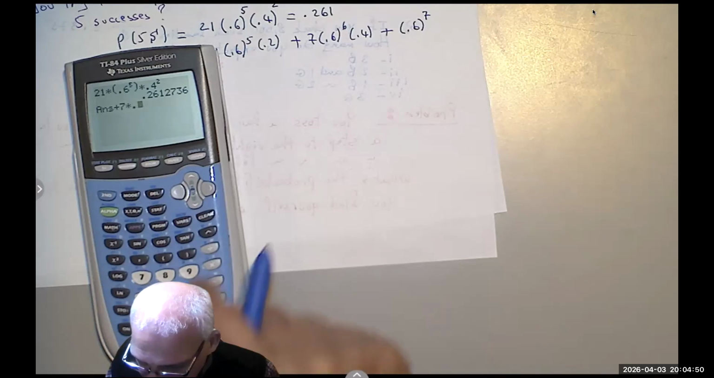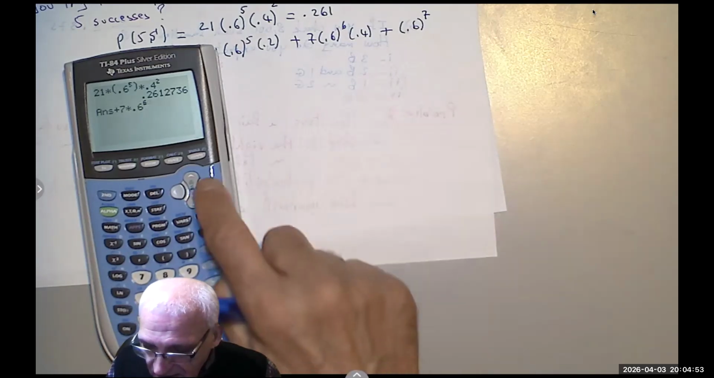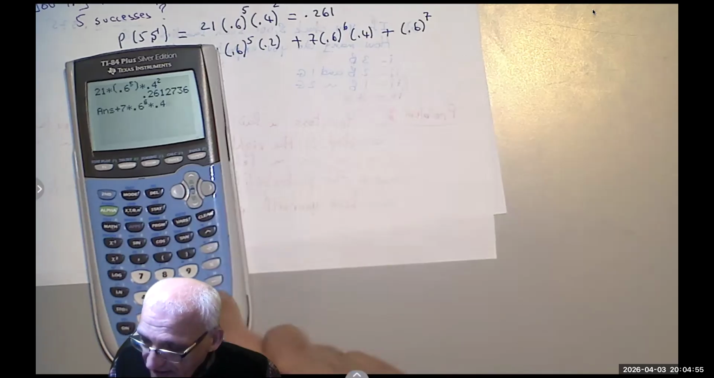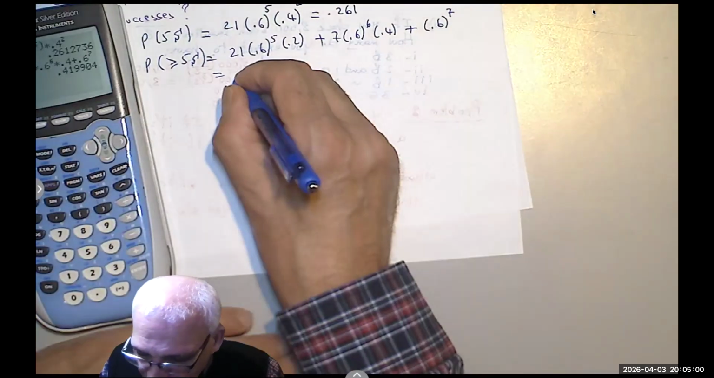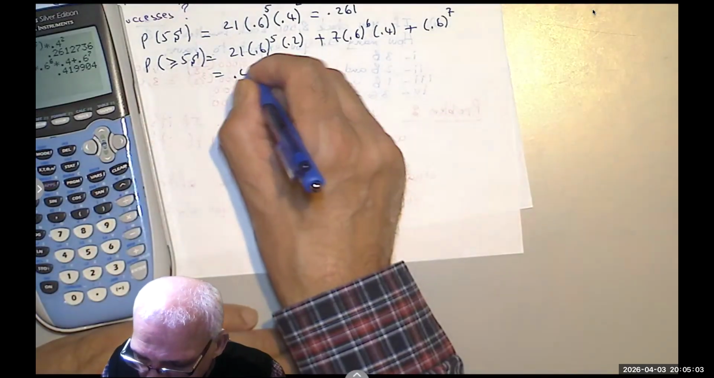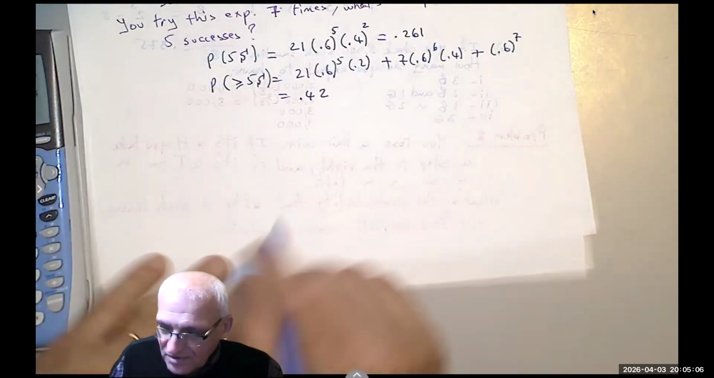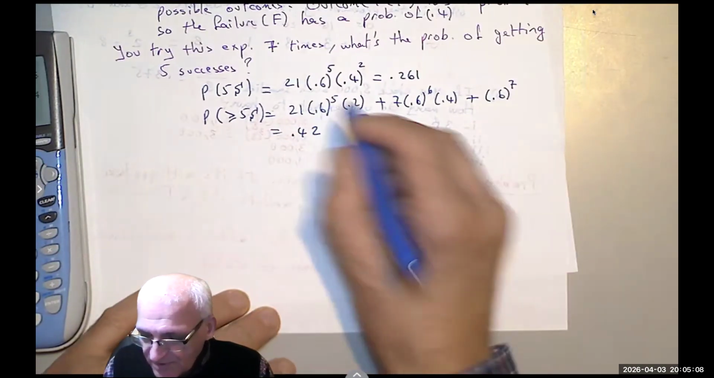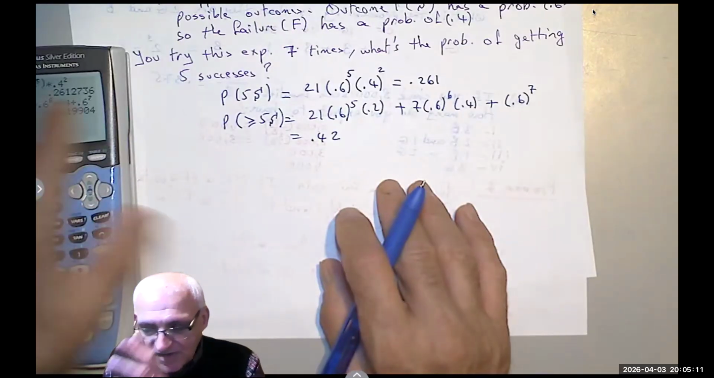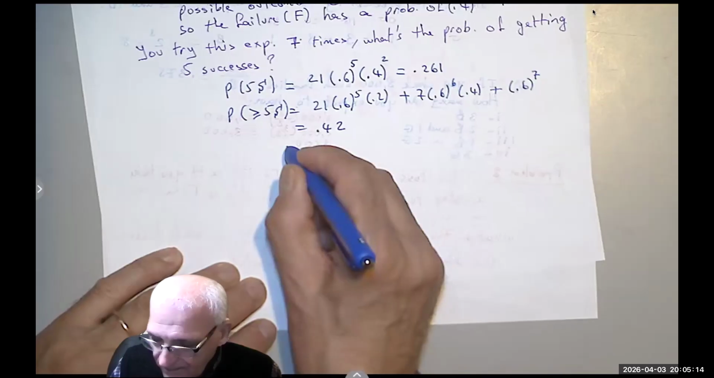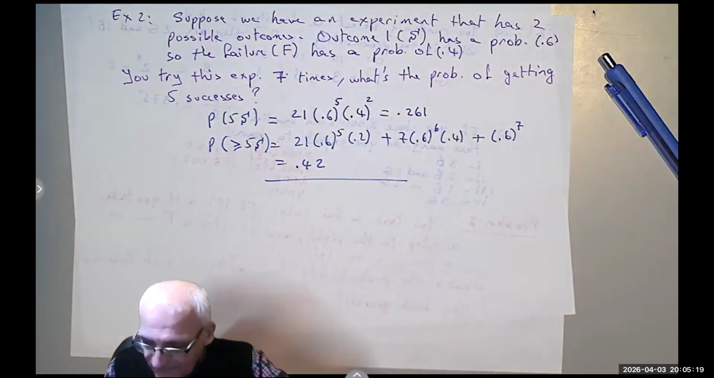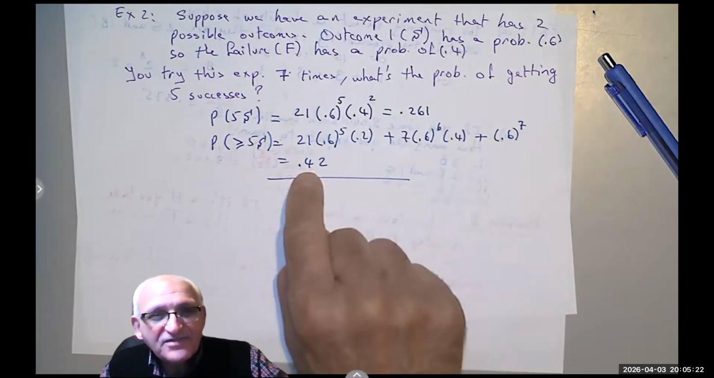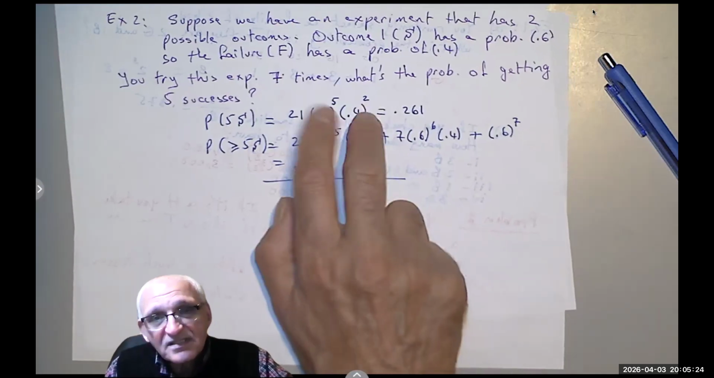If I add to that 7 times 0.6 to the 6 times 0.4 plus 0.6 to the 7th, I get 0.42 to 2 decimal places, or 0.420 to 3 decimal places. And that's the probability of getting at least 5 successes, 5 or 6 or 7, still less than 50%, but because these probabilities are close enough.